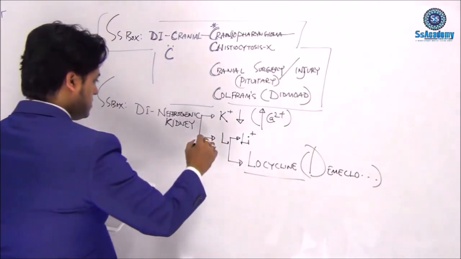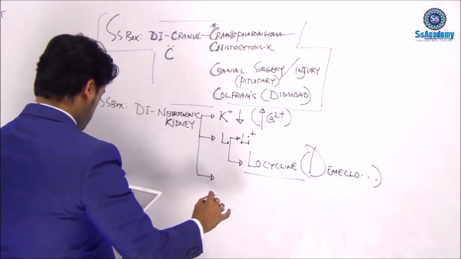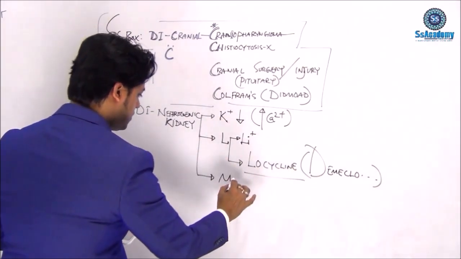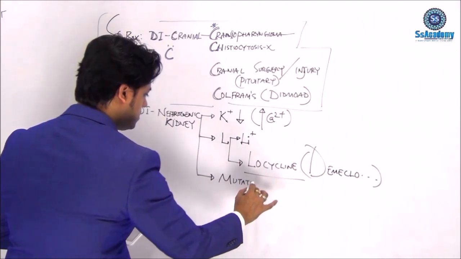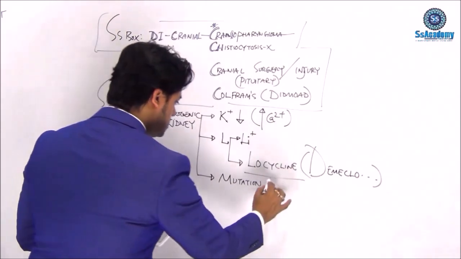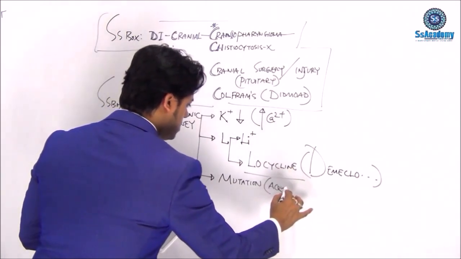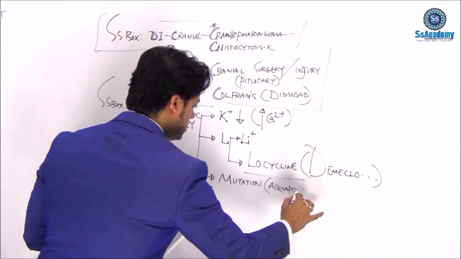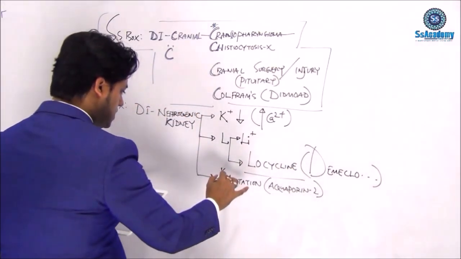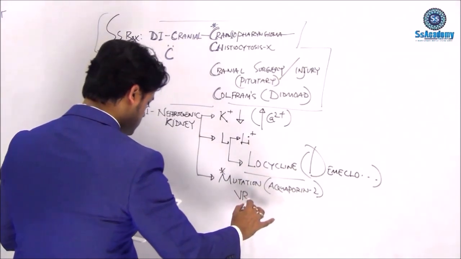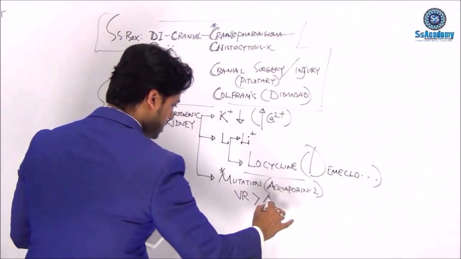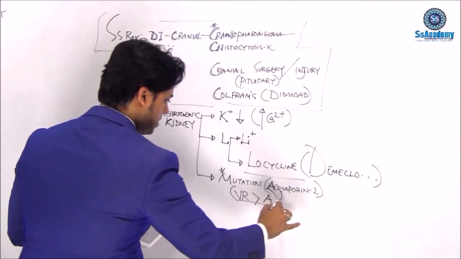Next to the L, there is M, so KLM. We can write M for mutation. This is a genetic cause, the mutation. Which mutation? Aquaporin 2 channels. But within this mutation, within the bracket, the vasopressin receptor mutation is more common than aquaporin 2 channel mutations. Just write it down.